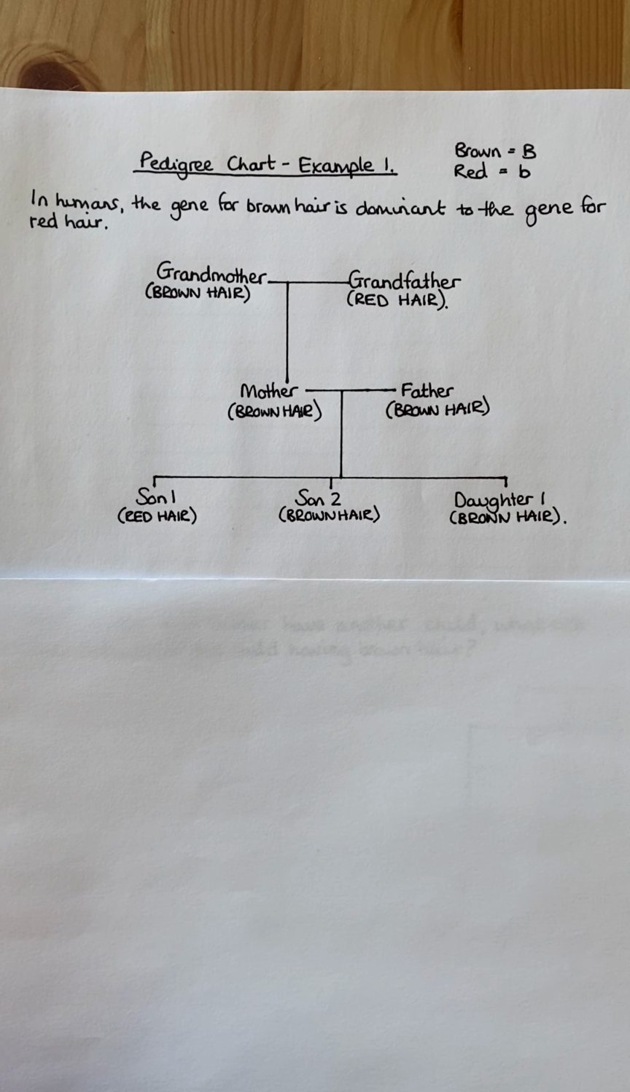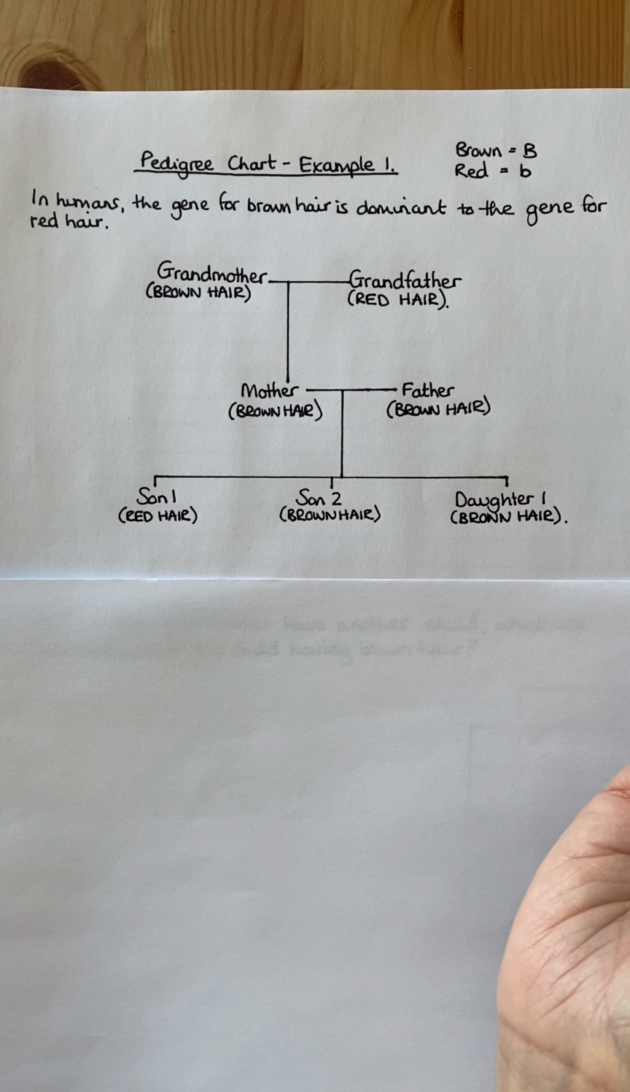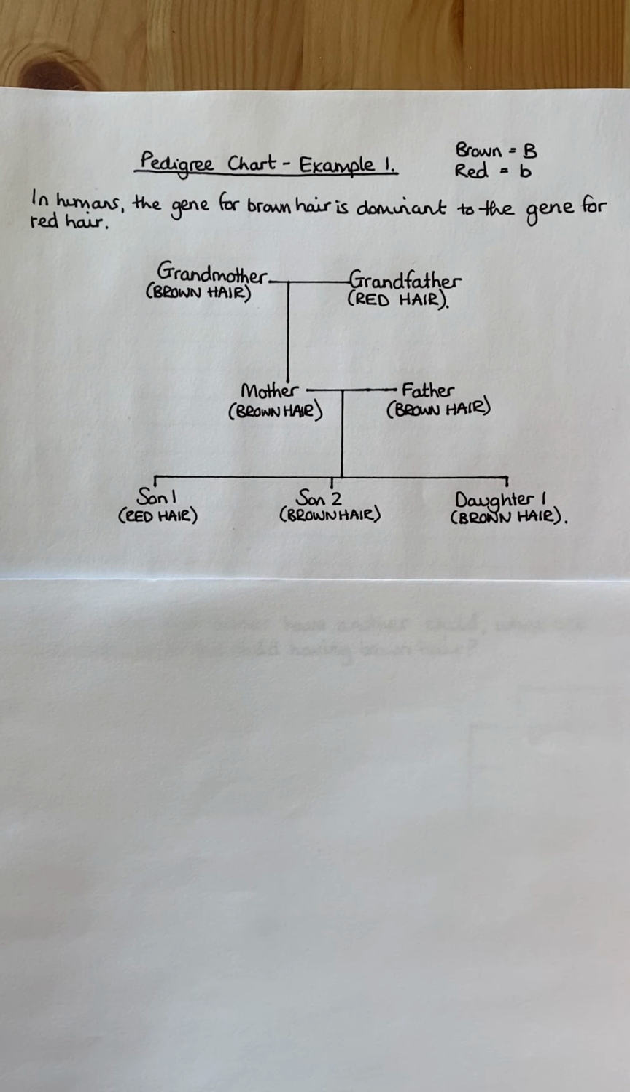So in this example of a genetic cross, we're actually showing a genetic cross as a pedigree chart. So we're showing what we've seen before in a monohybrid cross, but actually as a family tree instead. In humans, the gene for brown hair is dominant to the gene for red hair. I've listed at the top brown, capital B, for dominant, and then red, lowercase b, to show that it's recessive.